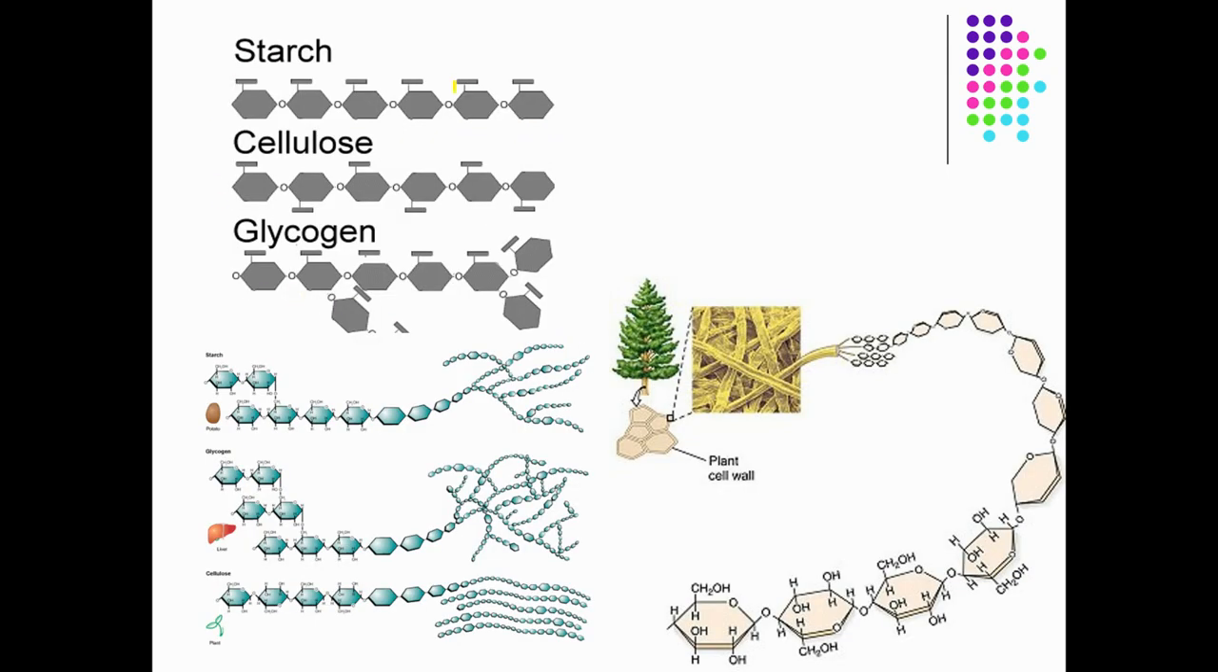All right, so here's some examples of what those polysaccharides might look like. Okay, cellulose is what we actually call fiber. We have trouble breaking it down. And then you've got glycogen and starch, those energy storage molecules, and the energy stored in all those chemical bonds.